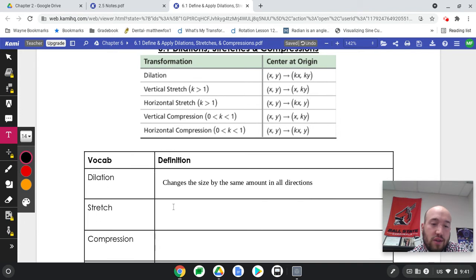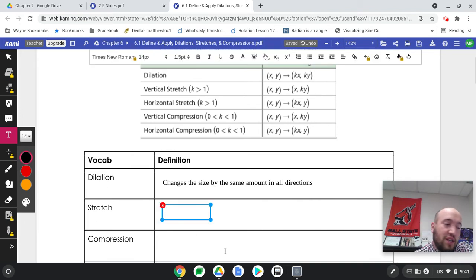Now, a stretch. This is when it just changes in one direction. And a stretch means it gets bigger. Okay, so the size increases in one direction. If we look here, if it's a vertical stretch, it's going to increase in the y direction. So that's why just the y gets multiplied. Horizontal stretch would increase in the x direction, and just the x gets multiplied.